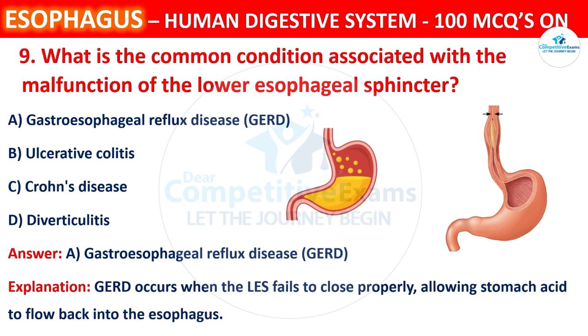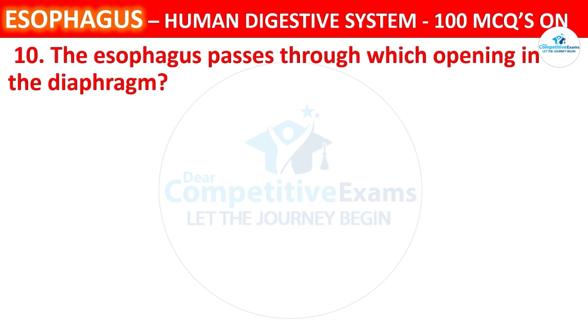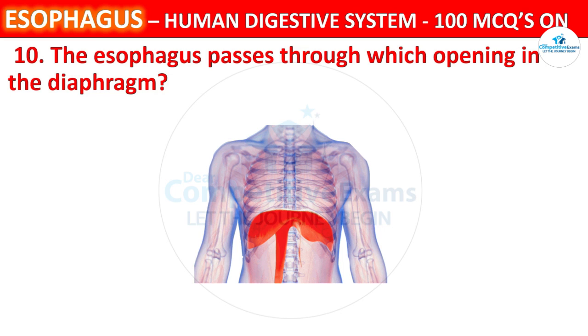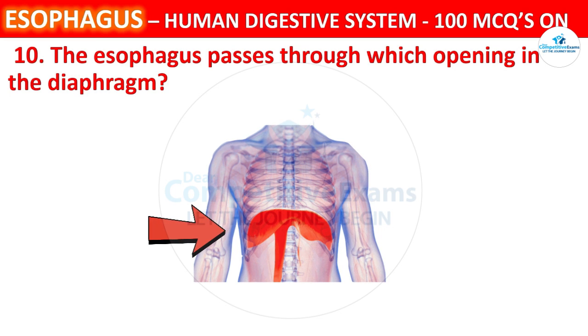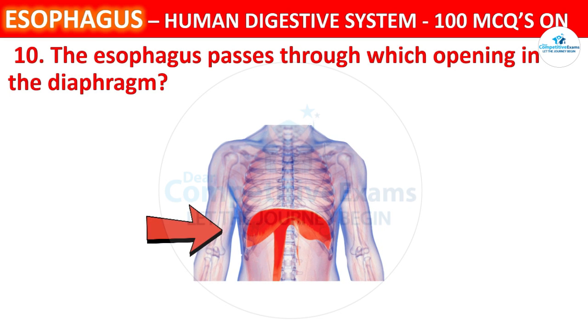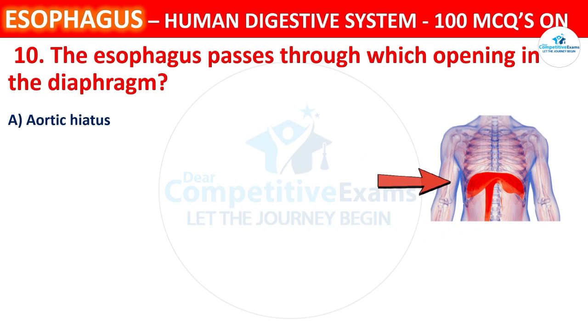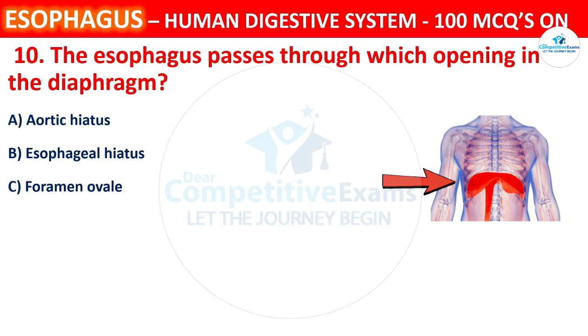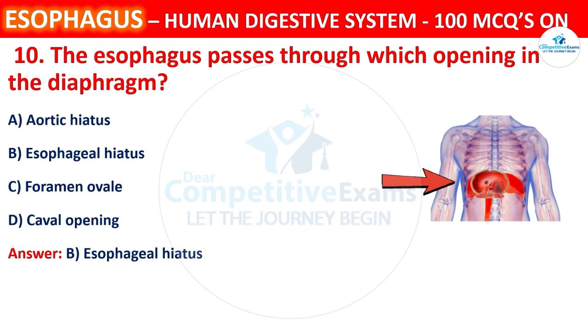Question number 10. The esophagus passes through which opening in the diaphragm? Your options are aortic hiatus, esophageal hiatus, foramen ovale, or caval opening. The correct answer is B, that is esophageal hiatus.